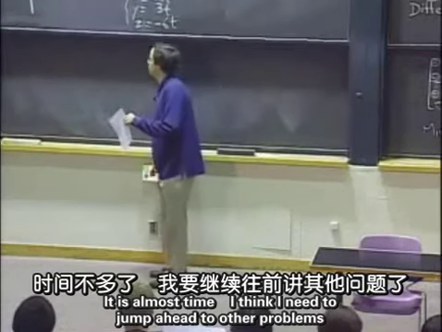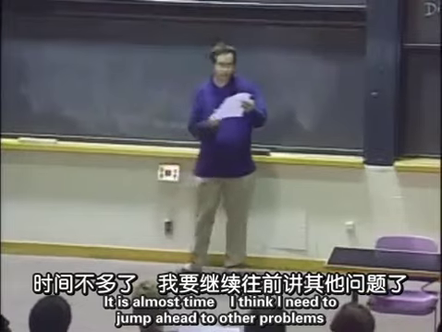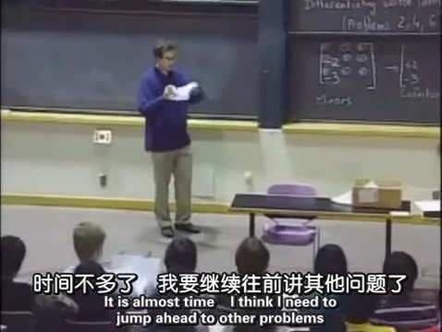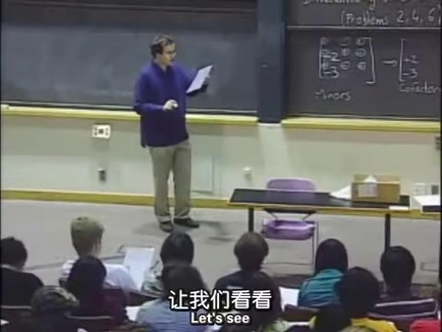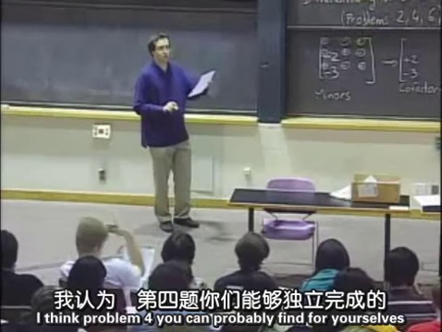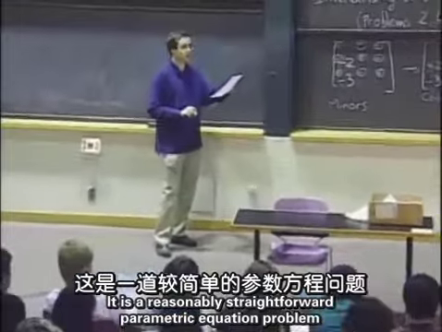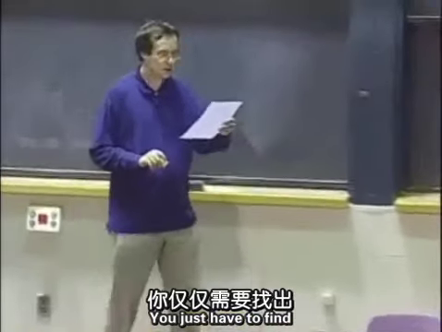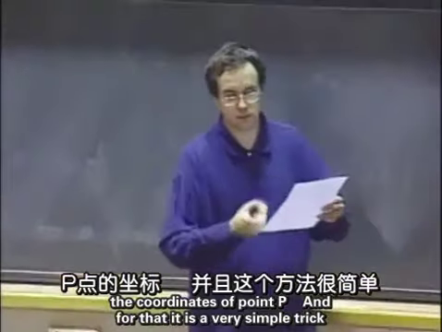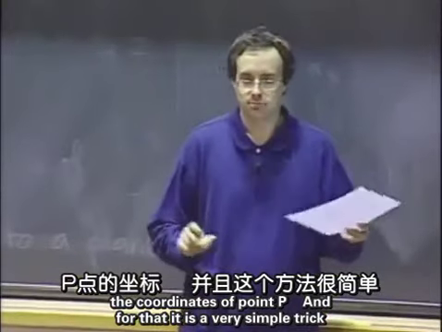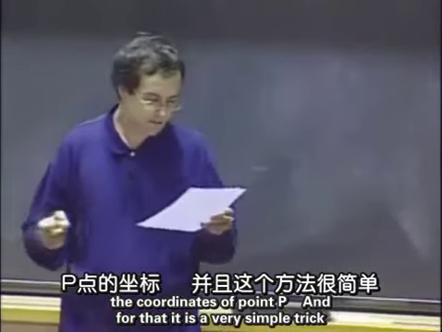It's almost time, so I think I need to jump ahead to other problems. So let's see. Problem 4. I think problem 4 you can probably find for yourselves. It's a reasonably straightforward parametric equations problem. You just have to find the coordinates of that point P, and for that, it's very simple trig.